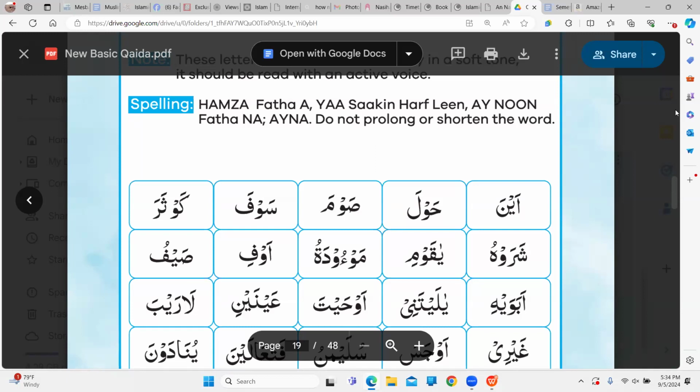حرف لين أي. Then we have noon fathana aina. We have to make sure we don't say aina, because aina will become a mad when we do waqf on the noon. Here we're just teaching them the harfilin, not the maddalin. Maddalin they learn later. Here they're learning only harfilin. So hamza fatha a, ya sakin harfilin ay, noon fathana aina.